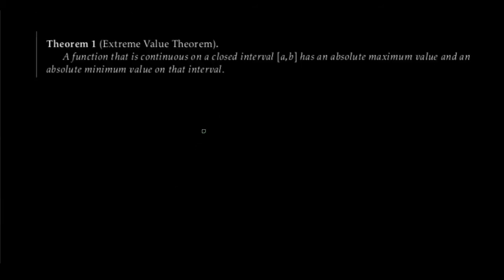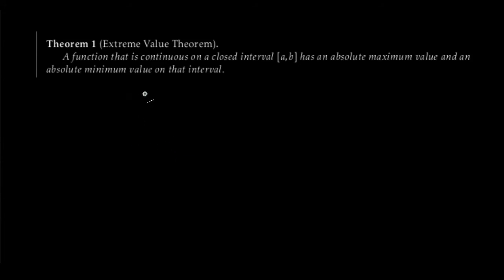Okay, now let's talk a little bit about the first theorem of the section, the extreme value theorem. Basically it says that a function that's continuous on a closed interval, let's just call it the closed interval from a to b, has an absolute maximum value and an absolute minimum value on that interval. This is actually a lot more straightforward than it first looks. So let's draw ourselves a picture quick.